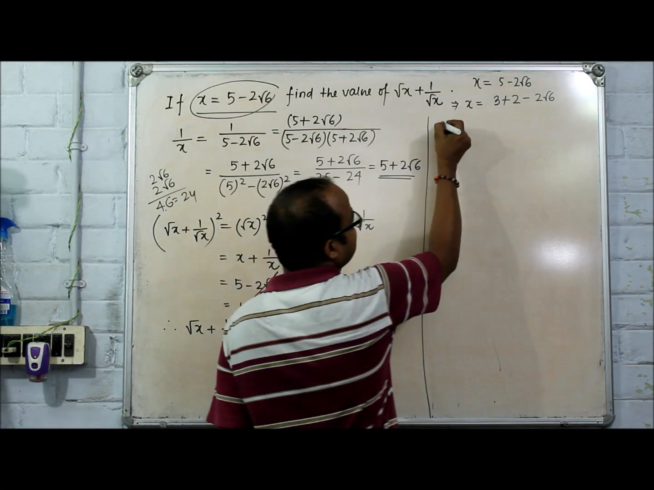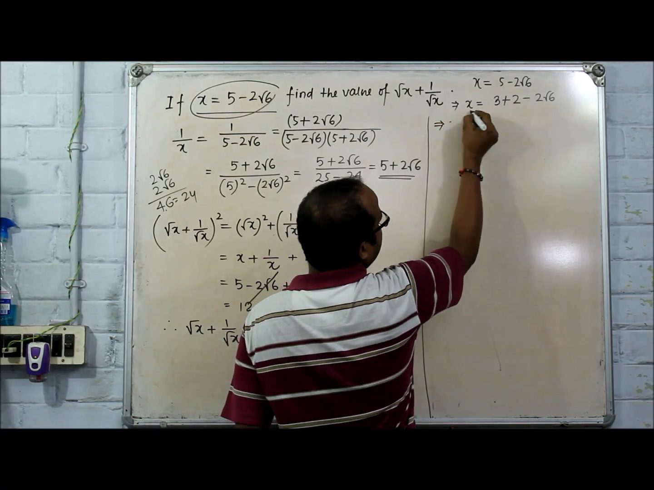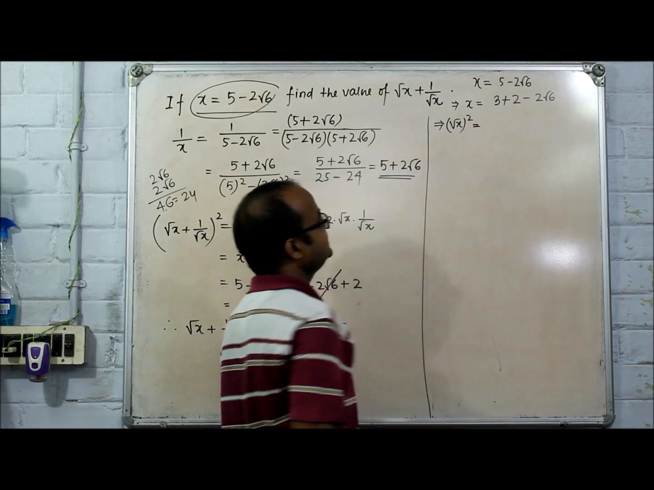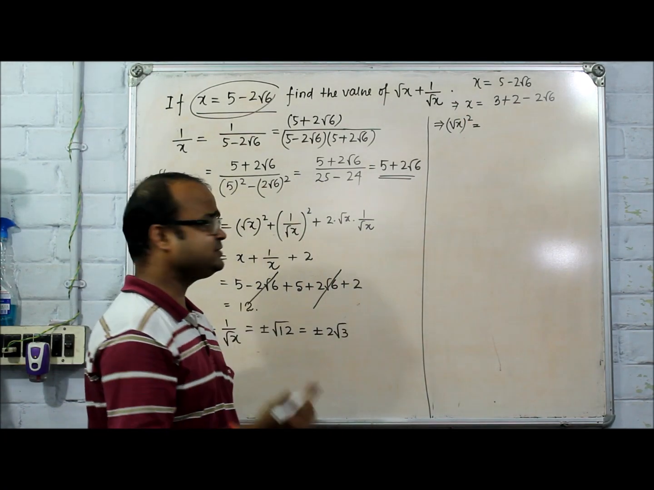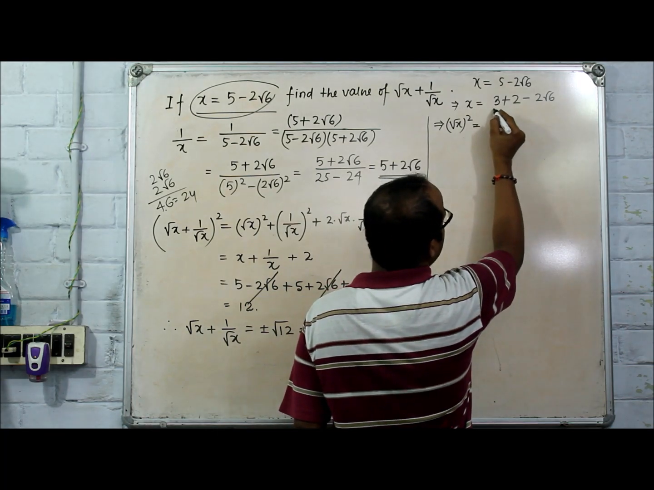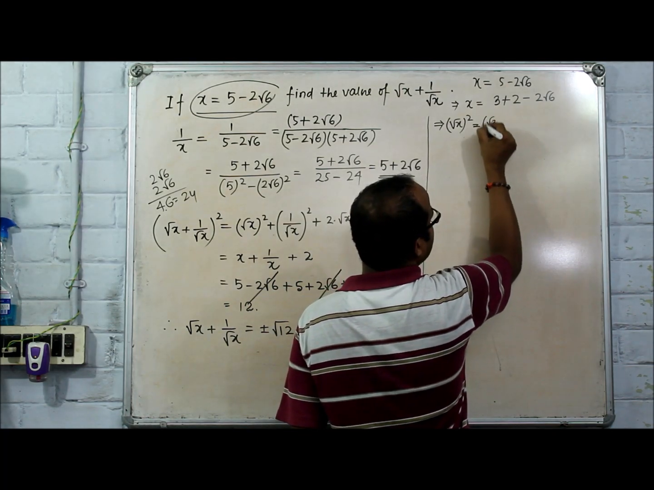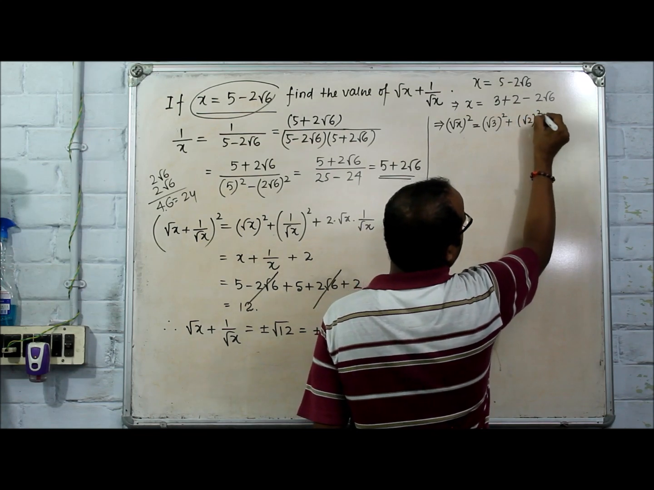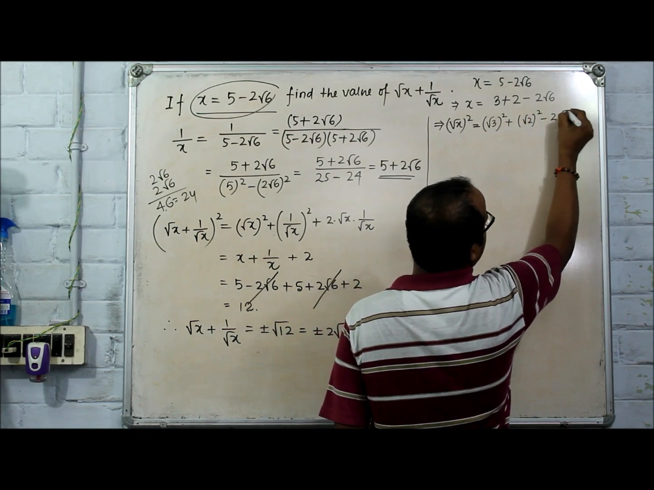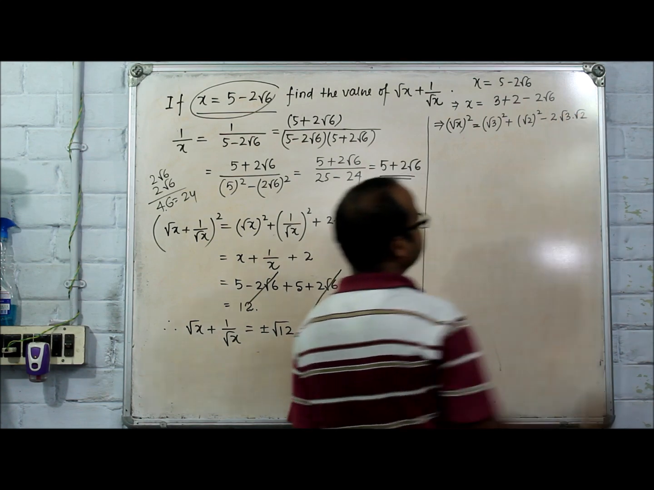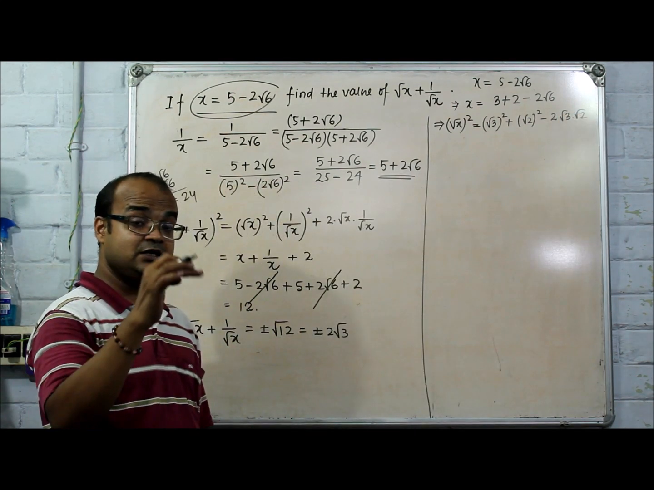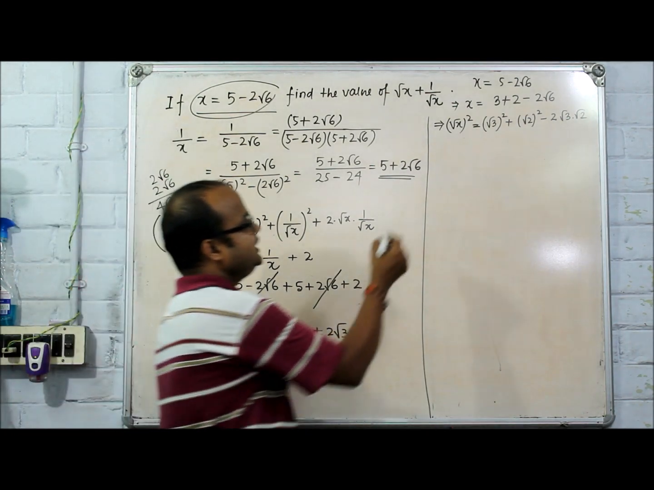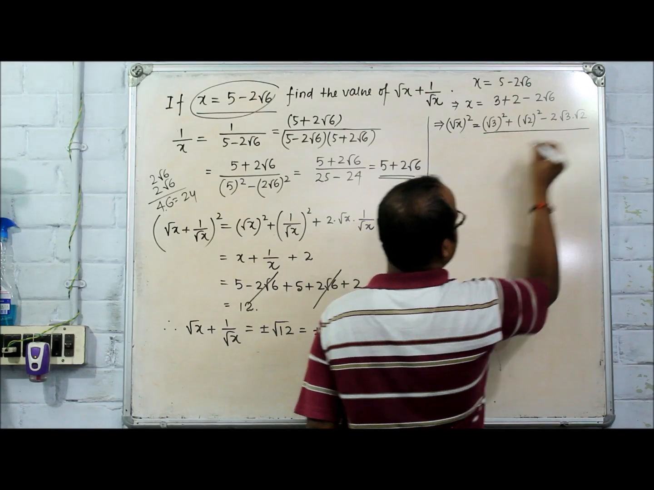Clear? So now we have arranged this. x can be written as root x square. Now 3 can be written as root 3 square. 2 can be written as root 2 square. Minus 2 root 6 can be written as root 3 into root 2. We are just rearranging the terms, that means we are rewriting the terms to arrange it in a perfect square.